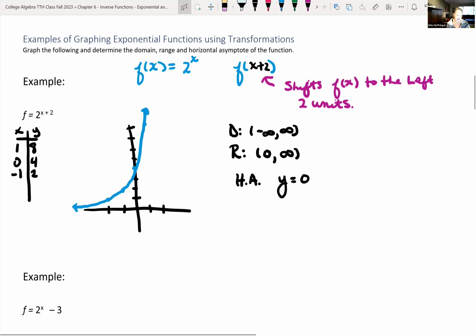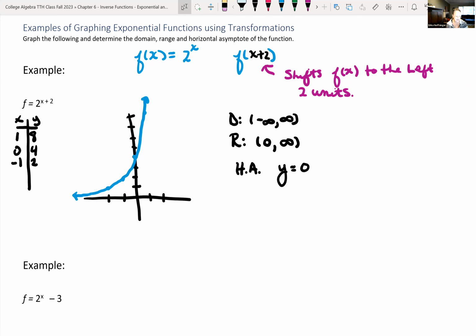So looking at the next function, we have f is equal to 2 raised to the x power minus 3. And so recall, if we're adding a constant or subtracting a constant outside of that function y equals b to the x, that's going to affect that, moving it up or down. So this -3 shifts the graph of y equals b to the x. This shifts it down 3 units.